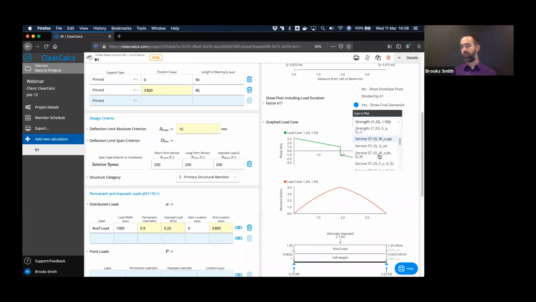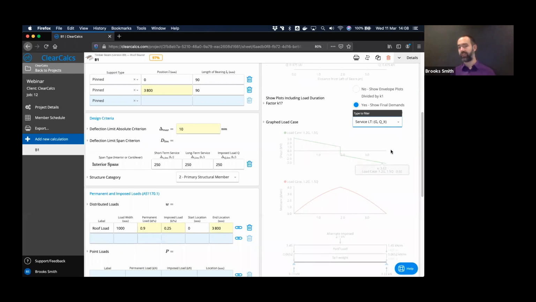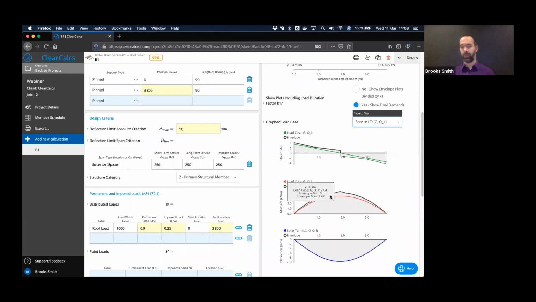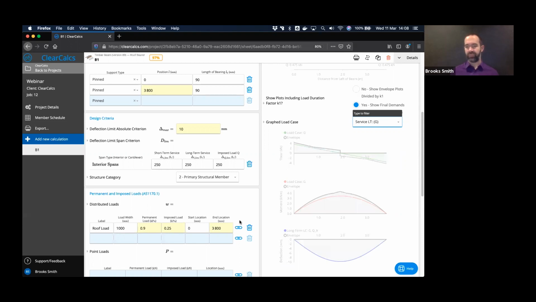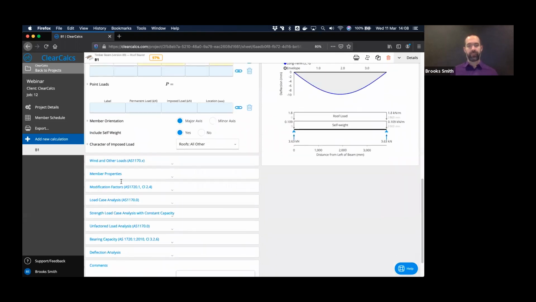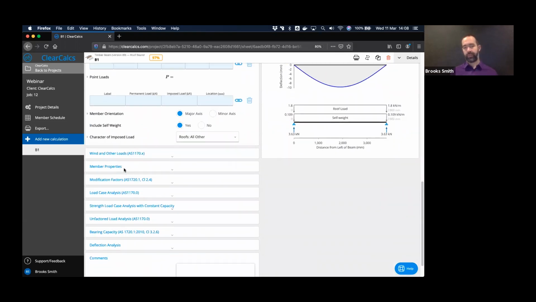And if we want to take a look at what exactly that looks like, we can look at the long-term service case, where we can see what the envelope is for all of the long-term service load cases. And we can see what the specific load case that I've selected is, G and QLT in this case. We can also scroll down and see all of the member properties.